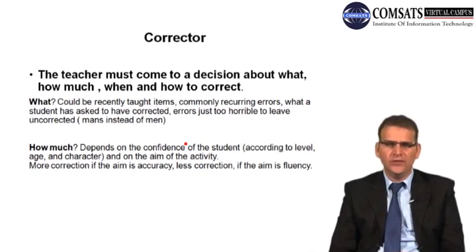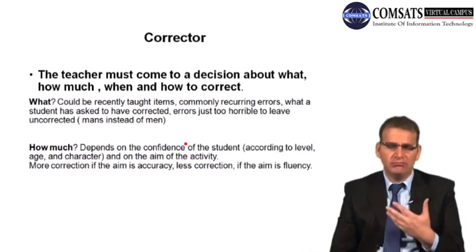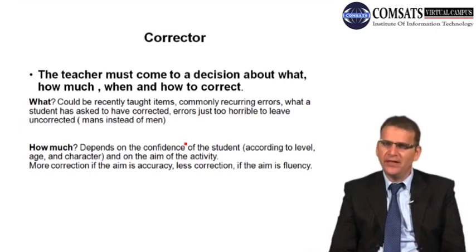So dear students, in the what part, we see what to correct and when to correct. For example, if the student writes men's instead of men, the teacher feels that it needs to be corrected there and then. And sometimes if the student is fluent and has made a mistake, the teacher feels that it's a minor mistake and it can be overcome with the passage of time. So that is the what part, and how much depends on the confidence of the student, right?